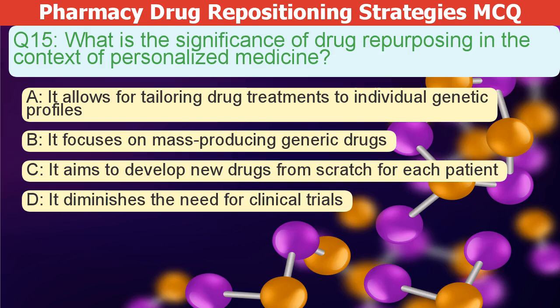What is the significance of drug repurposing in personalized medicine? A. It allows for tailoring drug treatments to individual genetic profiles. B. It focuses on mass-producing generic drugs. C. It aims to develop new drugs from scratch for each patient. D. It diminishes the need for clinical trials.